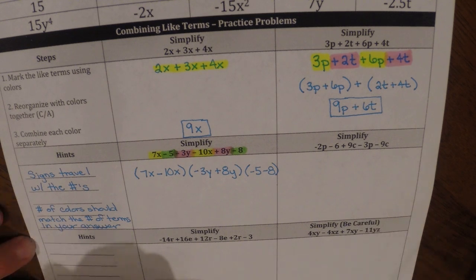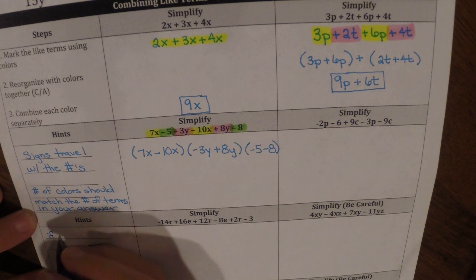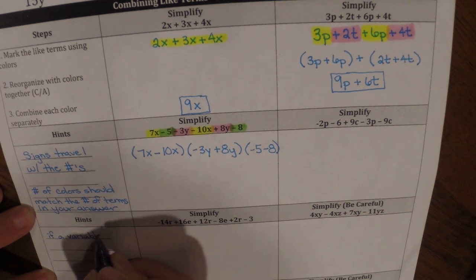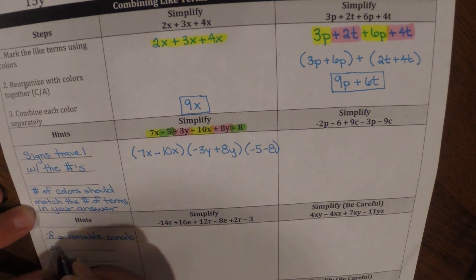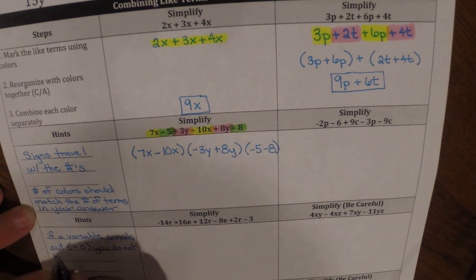So we can put that down here under maybe another hint. If a variable cancels out, and then in parentheses maybe put equals 0, you do not have that variable in your answer.